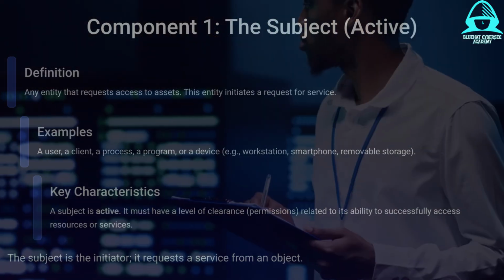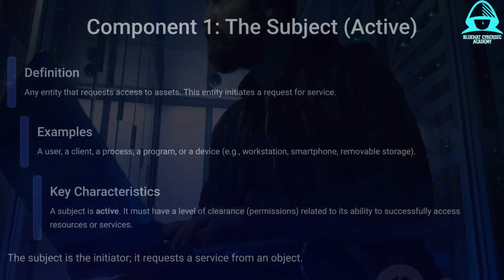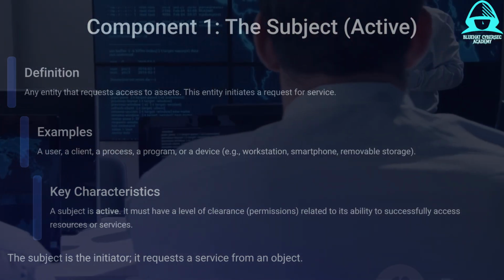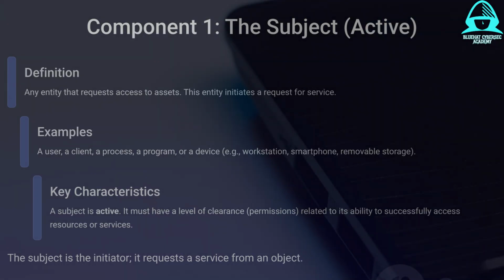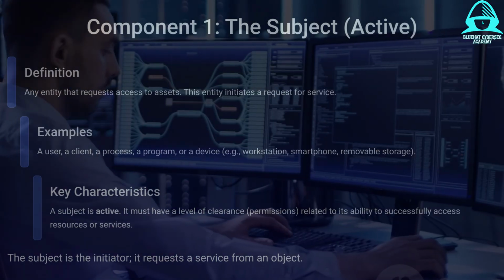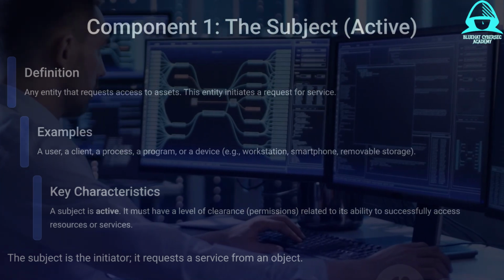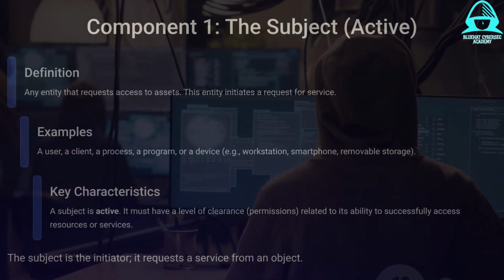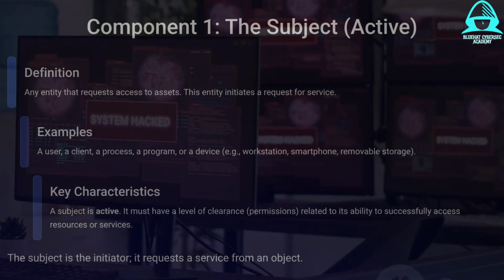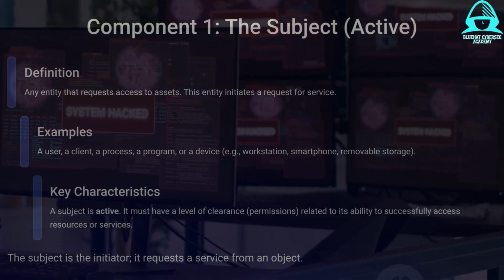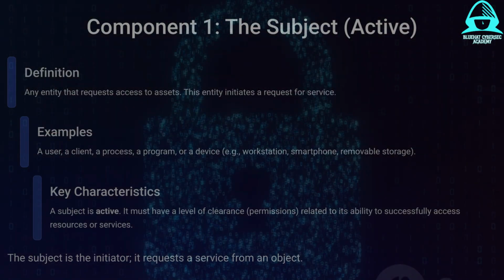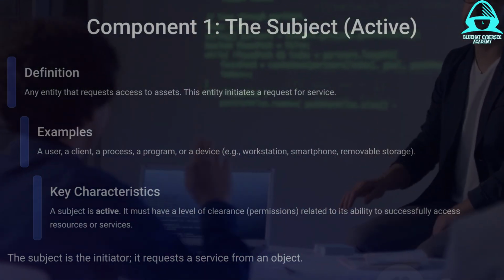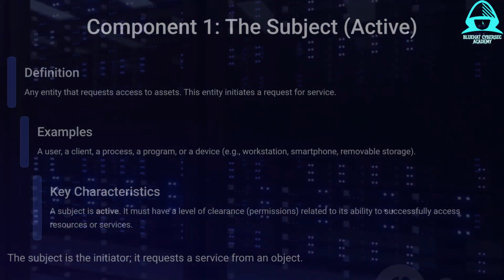Now, a subject can take on various forms. It could be a user, a process, a procedure, a client or a server, a program, or a device such as an endpoint, workstation, smartphone, or even a removable storage device with onboard firmware. It's active, meaning it initiates a request for access to resources or services, and it requests a service from an object. Importantly, a subject should have a level of clearance, or permissions, that relates to its ability to successfully access services or resources.